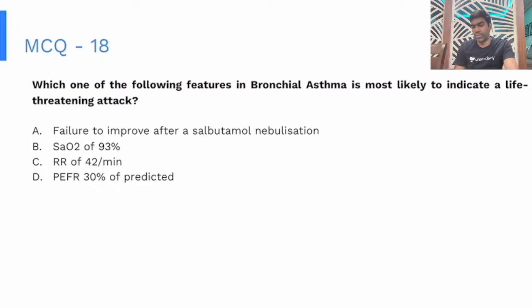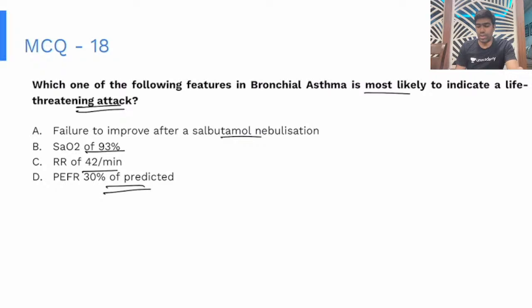Which of the following features of bronchial asthma is most likely to indicate a life-threatening attack? So what are the features of bronchial asthma that's going to tell you that the patient is having a life-threatening attack is the question. So is it failure to improve after salbutamol nebulization, or if the saturation is 93%, or if the respiratory rate is 42 per minute, or if the PFR is 30% of predicted? So what do you think is going to indicate a life-threatening attack?